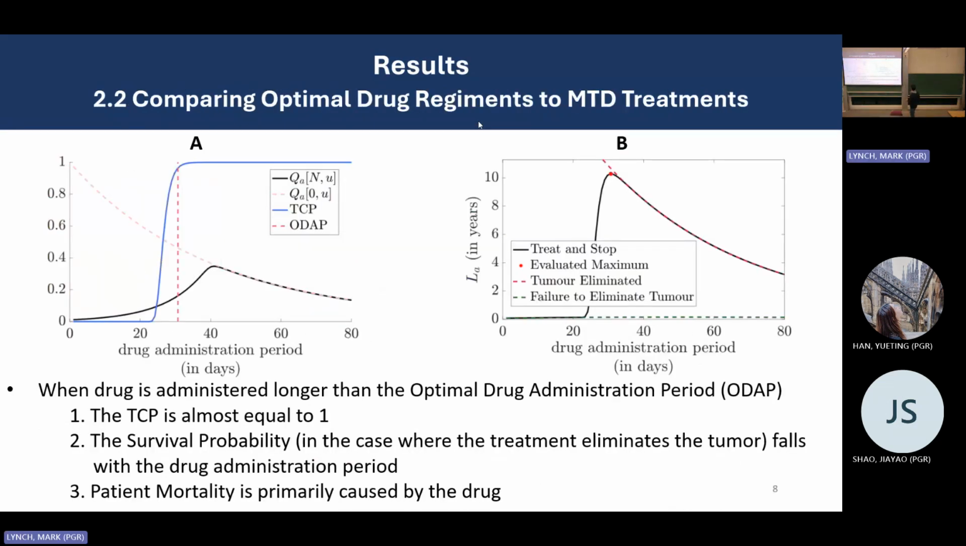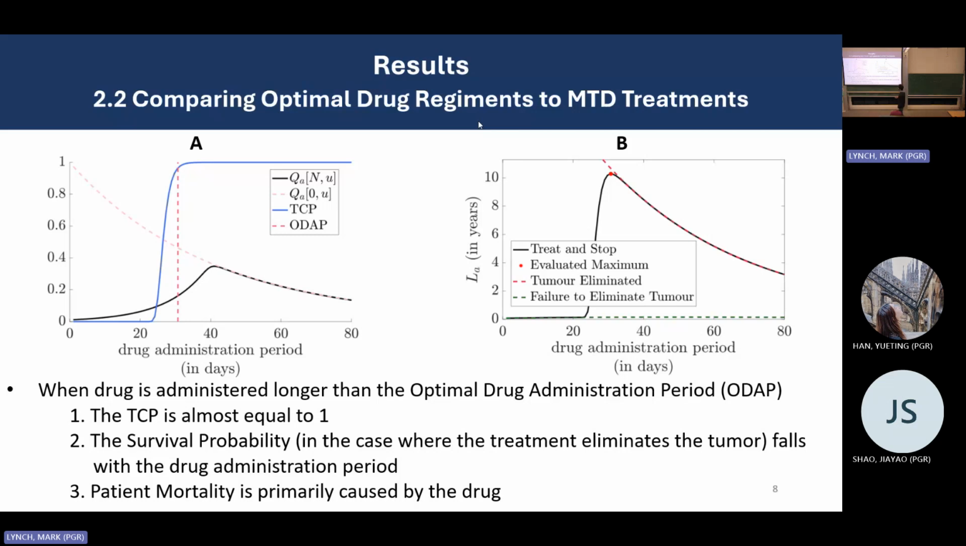Okay, so here we've seen how the optimal control regimen relates to the survival probabilities. At this point, we compare treat and stop drug administration regimens with the optimal drug administration. I remind you that treat and stop is where we administer the maximum dose until a certain time, and then we stop drug administration. So here in the horizontal axis, we have the drug administration period. In panel A, we show the survival probabilities as well as the tumor control probability, whereas in panel B, we show the life expectancy of the patients under different drug regimens.